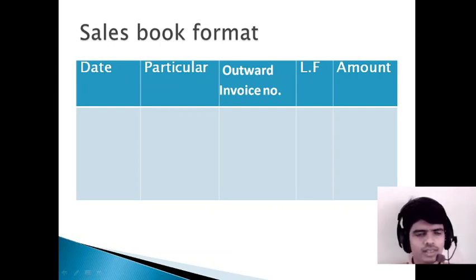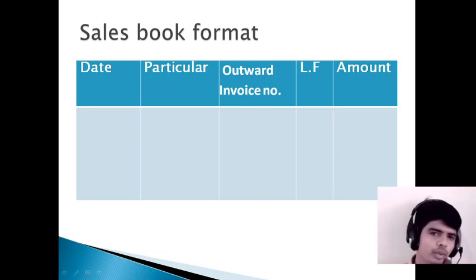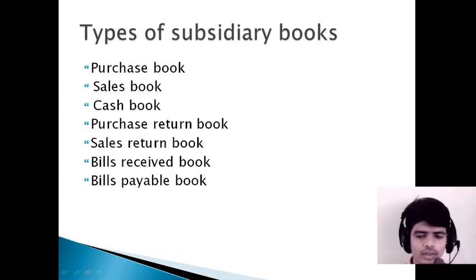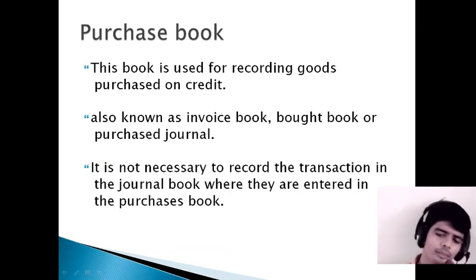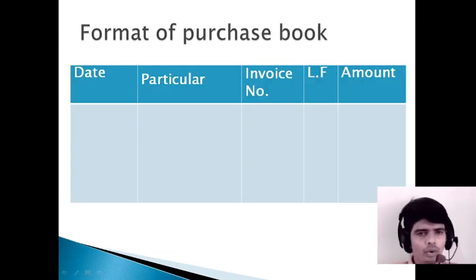Hope you guys are clear with the purchase book and sales book. In the purchase book, what will be done? Once again, I will just revise. In the purchase book we are going to record only the credit purchase, and it is not necessary to record the transaction in the journal books where they are entered. Just keep it in mind, the purchase book speaks only and only about credit purchase. Then this is the format of the purchase book.